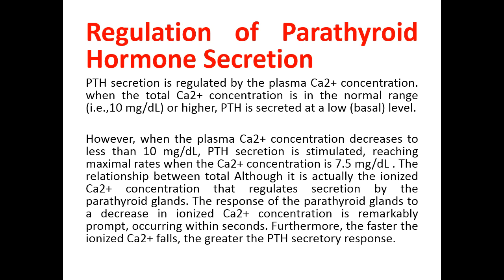However, when plasma calcium concentration decreases to less than 10 mg per deciliter, parathyroid secretion is stimulated, reaching a maximum rate when the calcium concentration is 7.5 mg per deciliter. As you see, the normal plasma calcium concentration is 10 mg per deciliter, but a small change in calcium concentration will stimulate parathyroid hormone secretion to a maximum at 7.5 mg per deciliter. A 2.5 mg per deciliter change in plasma calcium concentration will stimulate a severe increase in parathyroid hormone secretion.